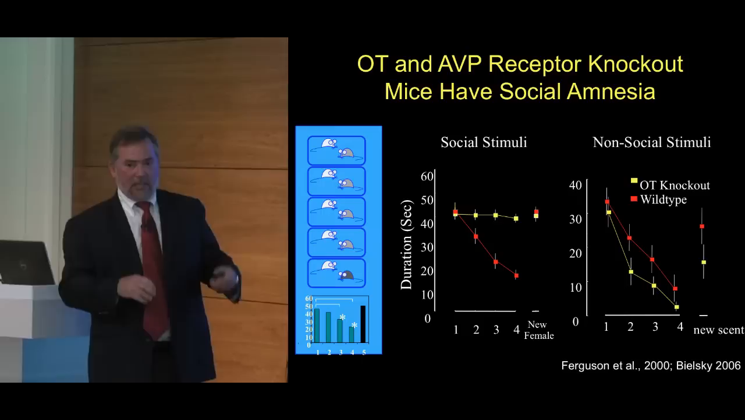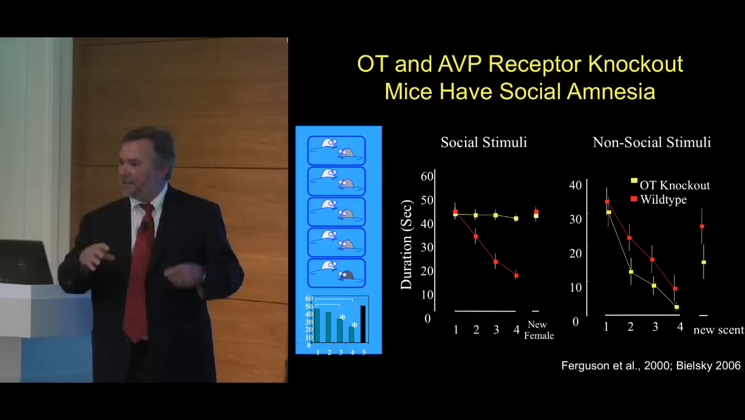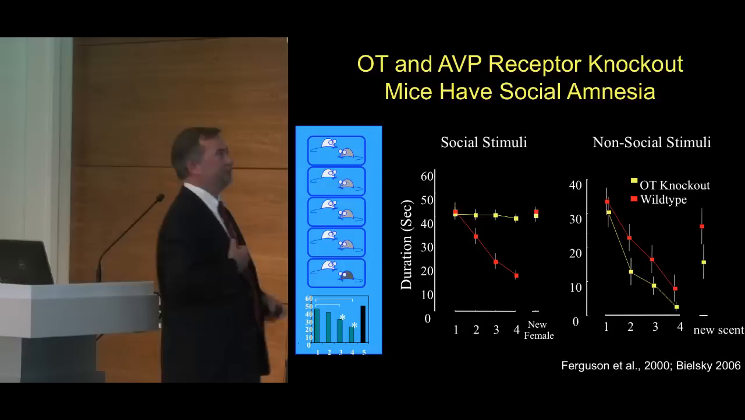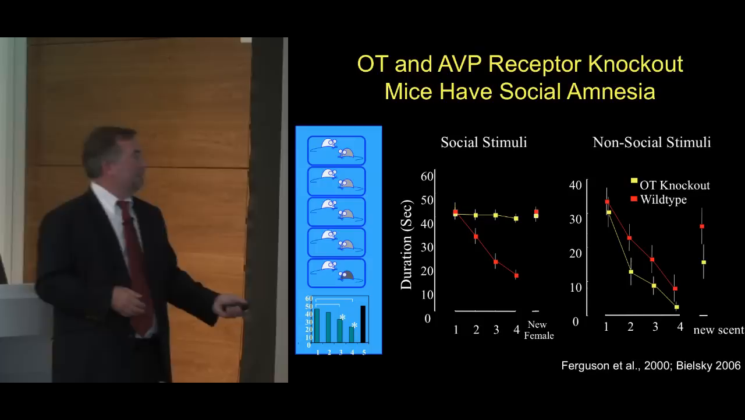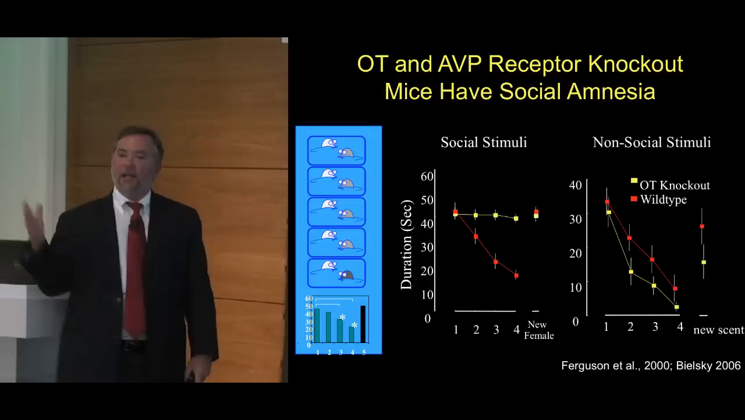If you do the same sort of experiment where you scent an animal with lemon scent or almond scent, non-social stimuli, they can habituate just fine. It is really telling individuals apart. So oxytocin and vasopressin are involved in perception of social stimuli. We also know that dopamine is important. If you block dopamine receptors in the nucleus accumbens, males or females will not form a partner preference. Opiates, if we block opiate receptors in the dorsal caudate, the animals cannot form a partner preference.